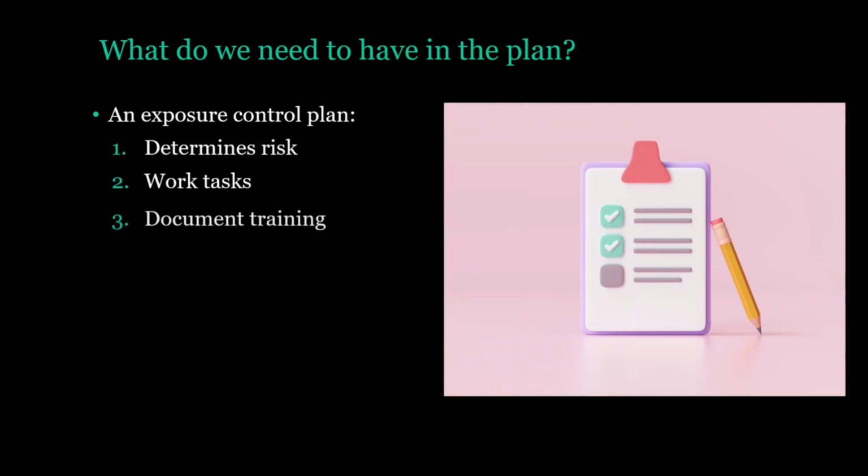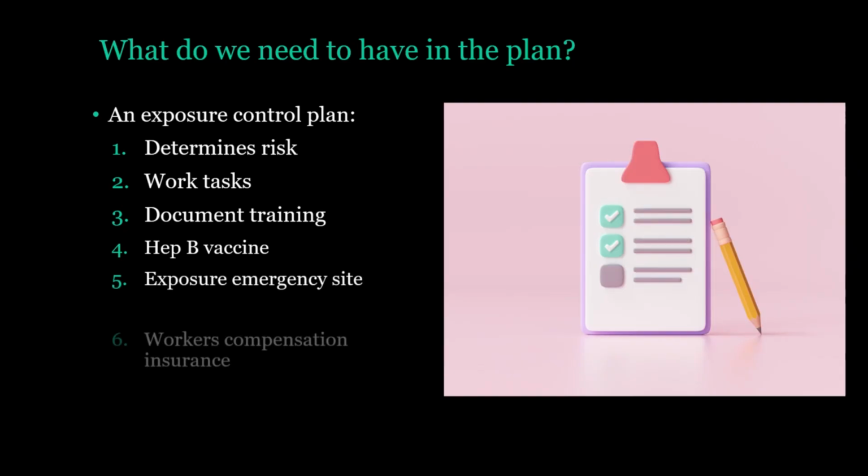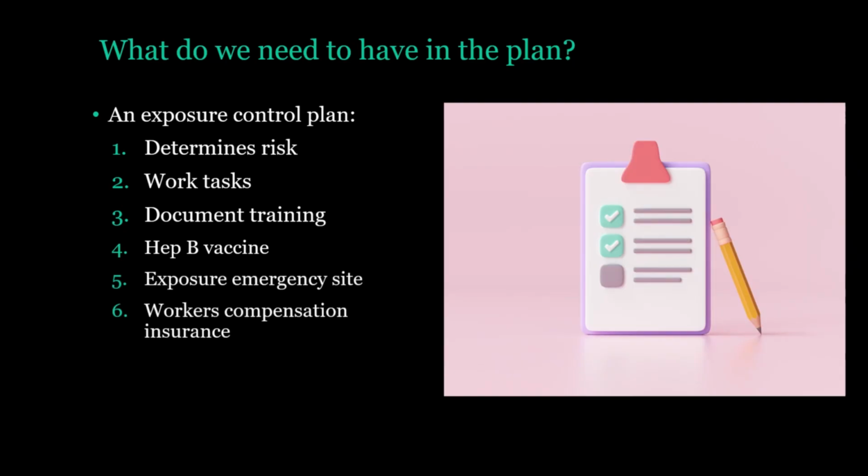One of the main things is going to be determining people's risk. What risk are they at to be exposed to formaldehyde or blood? The exact work tasks that cause that risk. It needs to be documented that people are trained about these risks. There needs to be documentation of whether or not you've had the hepatitis B vaccine, or you have not had the hepatitis B vaccine, or you did not respond to the hepatitis B vaccine. There needs to be a particular site that's designated that deals with workers' compensation where you want to go if you have any injury.